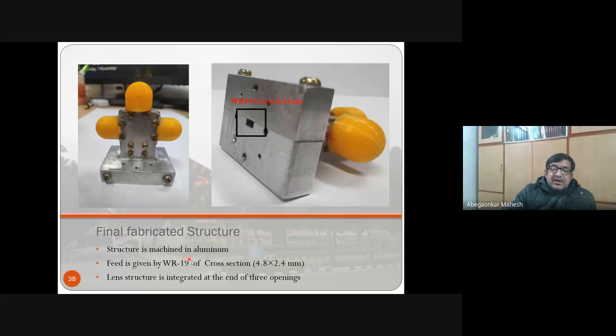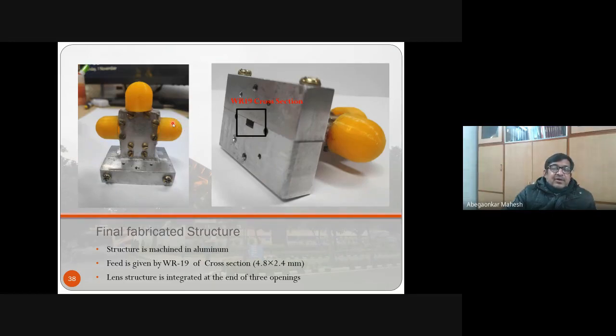Then the lens structure is integrated at the end of the three openings. So these are the three openings. Now in this case, we will see this yellow colored lens. The earlier lens was a red colored lens. So there is a slight change in the material. Therefore, the color has changed.